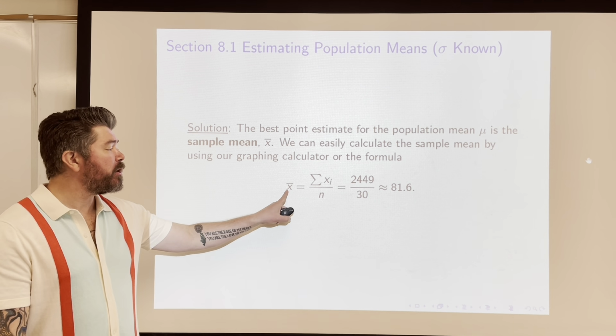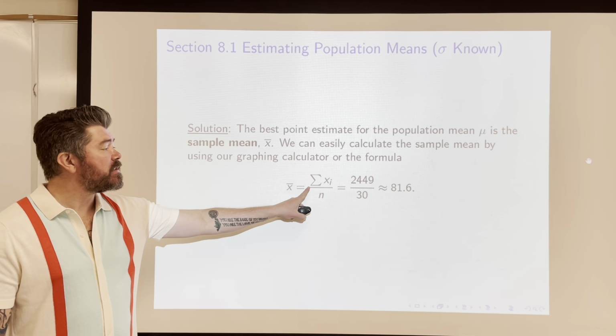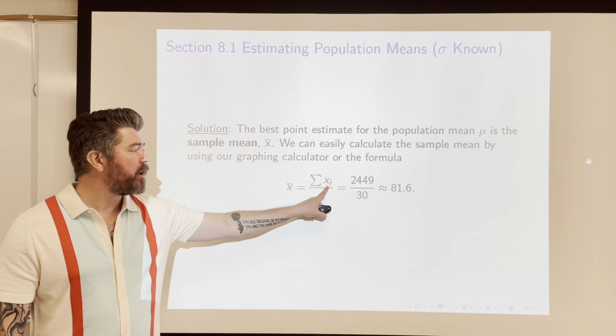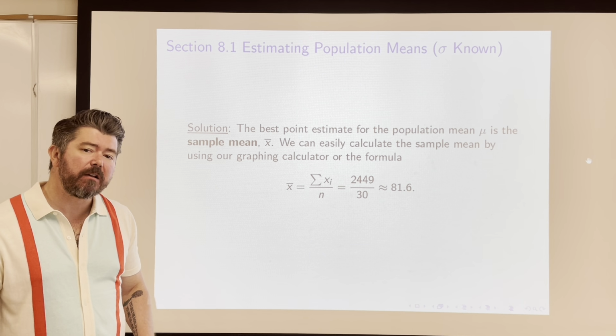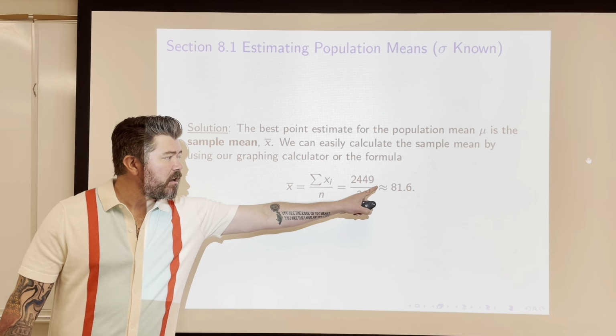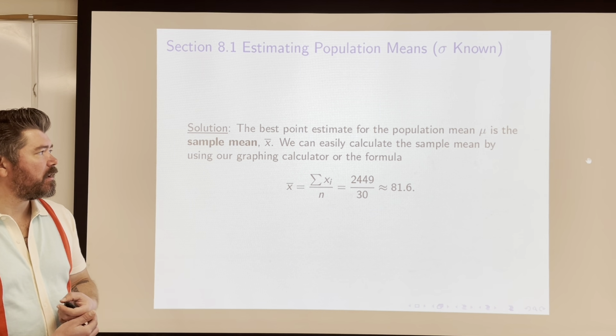So from Chapter 3, we know that X bar is the sum of all of our data points divided by the total number of sampled data values. And we get 81.6 in this case.